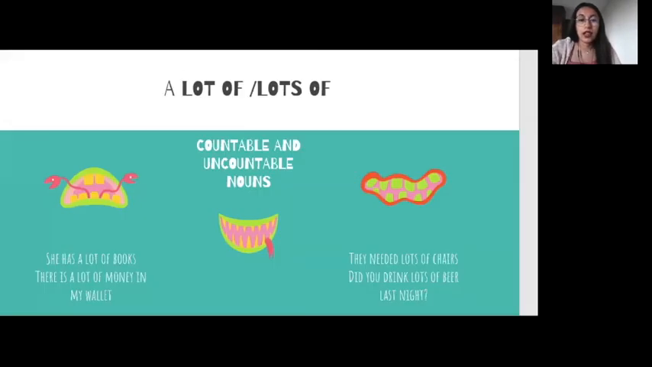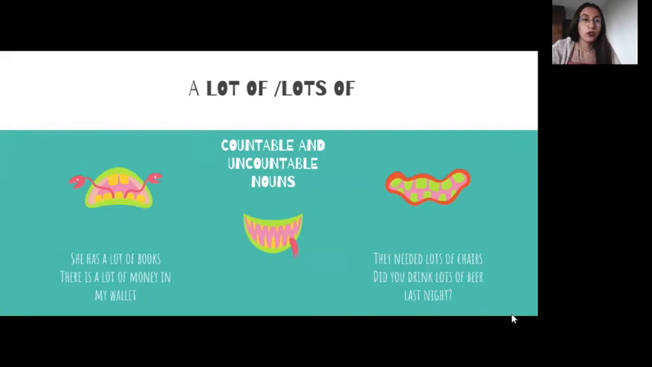Okay, this is a lot of and lots of. So the meaning of this quantifier, a lot of and lots of, is the same as much and many. Entonces, la traducción o el significado de a lot of o lots of en español sería muchos, mucho, right? Entonces, es exactamente lo mismo.